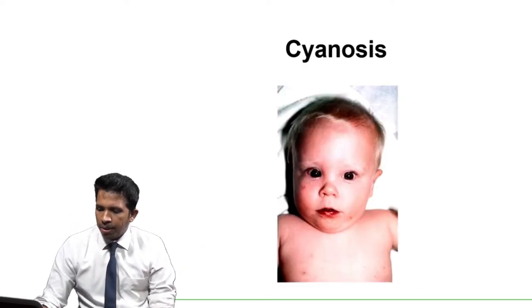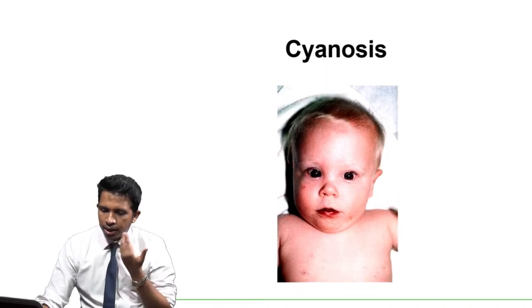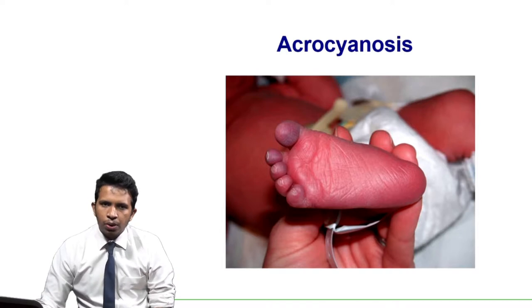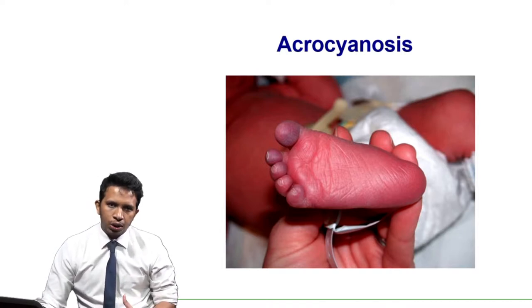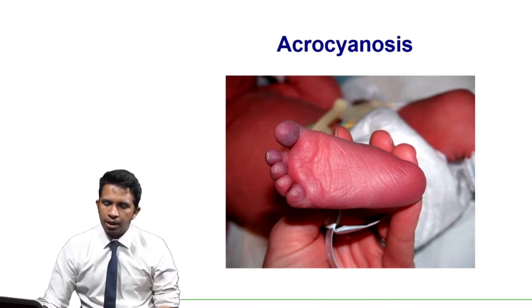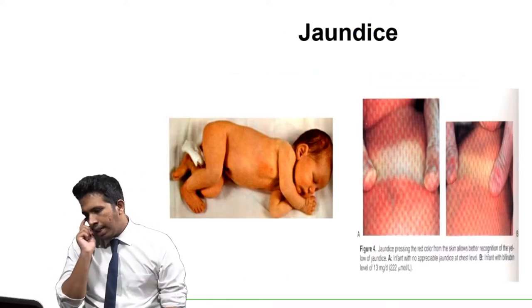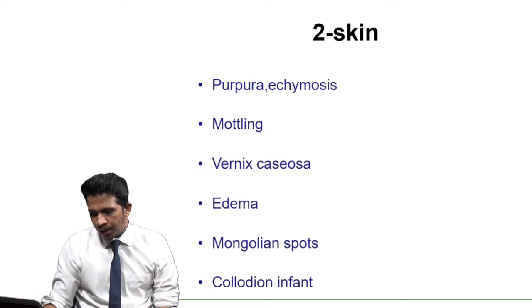As you can see in this baby, especially around the mouth areas, it's bluish in color. Acrocyanosis means the fingers and toes. So acro means fingers and toes, so cyanosis. It's another term used for peripheral cyanosis. As you can see, jaundiced babies are yellowish in color.